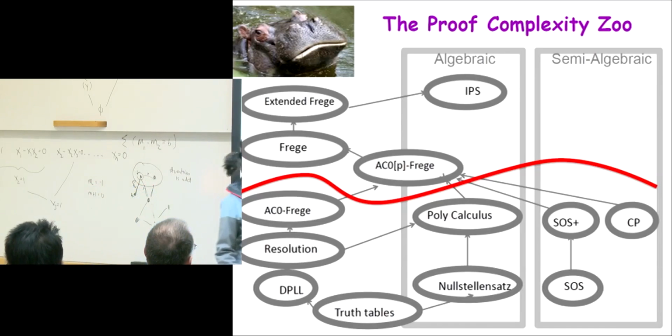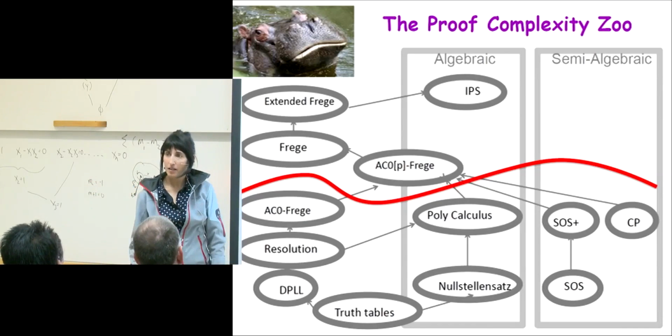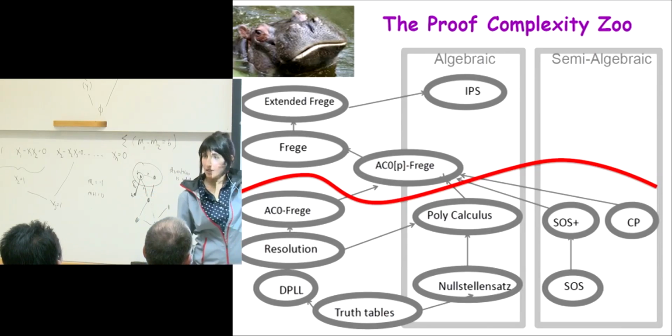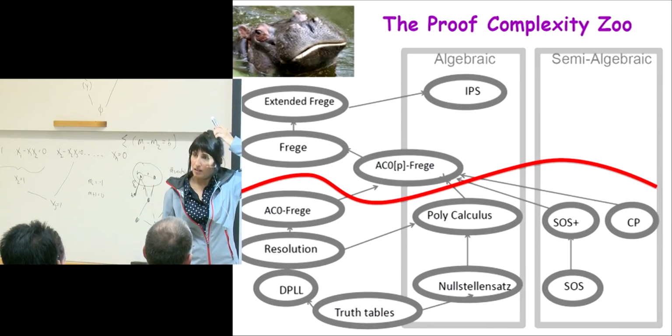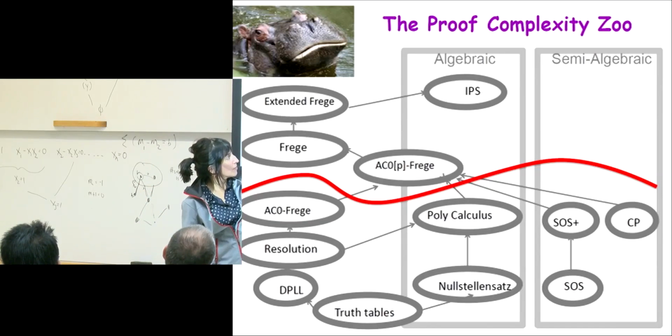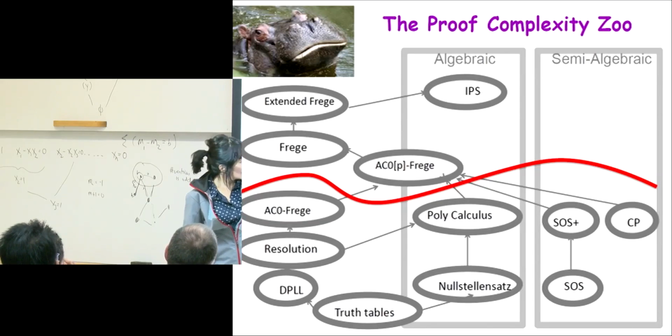So are you trying to figure out how the semi-algebraic ones fit in with these? No, I care about what happens above the red line. Okay, so how the above and below red line connect to each other. Conjectures about... Okay, so we do not have any lower bounds above the red line.